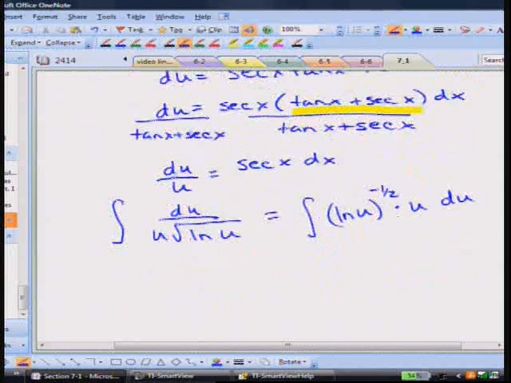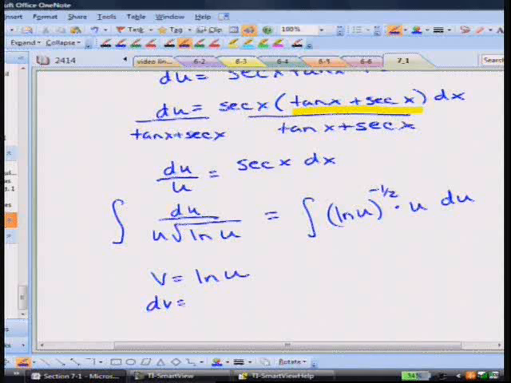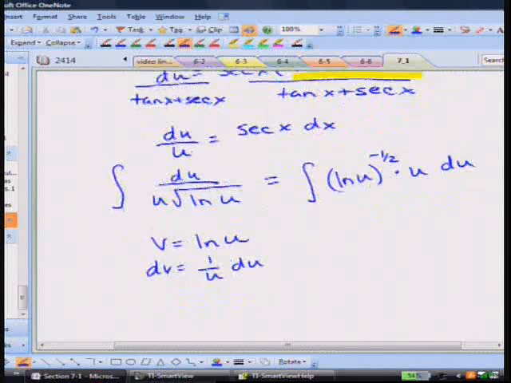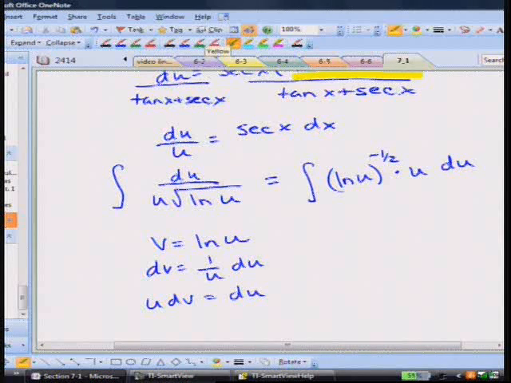But if you think about it, now it's almost like you want to do a v substitution. If you let v equal the ln of u, what is dv? What's the derivative of the natural log? Yeah, it's 1 over u du. So dv is equal to du over u. Well, that's exactly what we have.